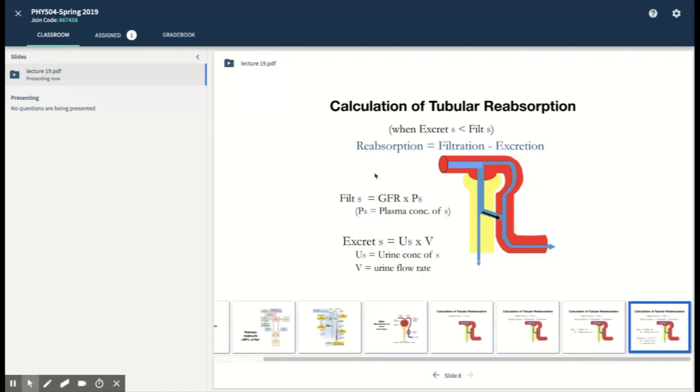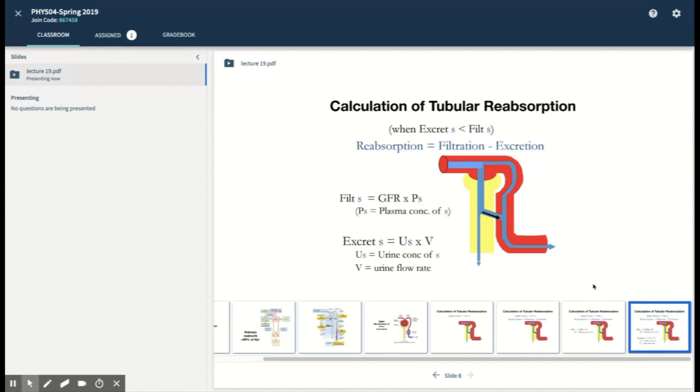From that point, you can calculate how much of that solute is excreted. That's basically what is the concentration that shows up in urine, and what's the flow rate of that urine. Okay, so both of these are going to take a rate of flow, so it's a volume per unit time, right? And it's going to multiply it by a concentration, so a mass per volume. All right? So GFR times plasma concentration will tell you how much is filtered for this particular solute, and your urine concentration times your urine flow rate will tell you how much of that is actually being excreted.